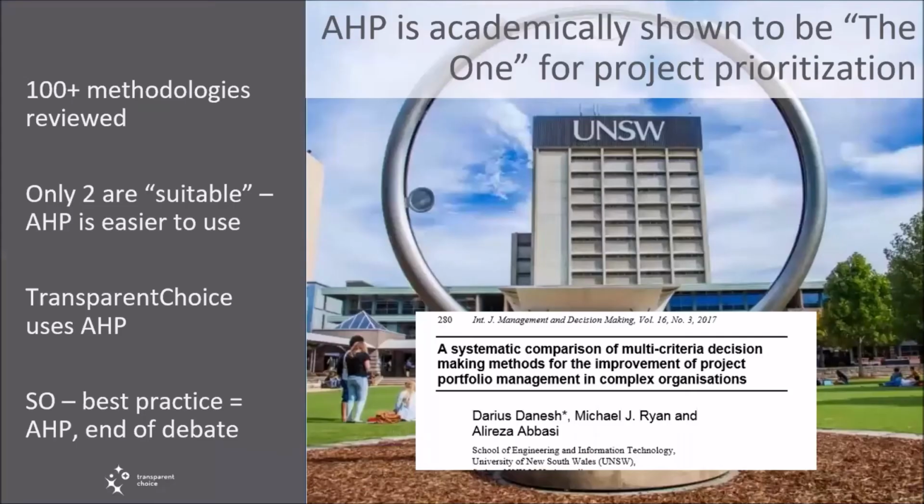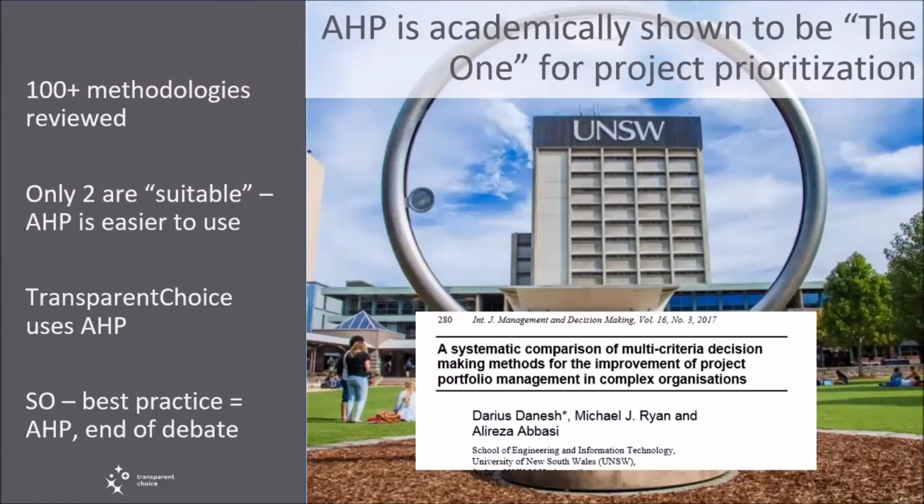So there's a lot of research into how you fix that problem, and it's been going on over several decades. Back in 2017, I think it was, the University of New South Wales pulled together a lot of that research, the last couple of decades of research, into over 100 different methodologies for prioritizing projects. And they came to the conclusion that only 2 methods were suitable.